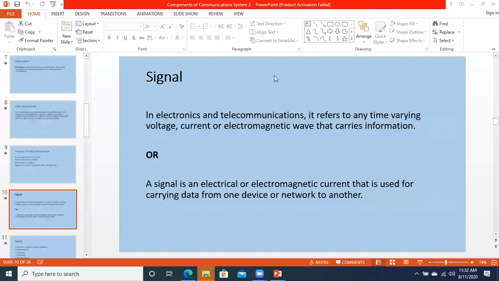Data communication means transfer of data, exchange of data. Yes, this is the simple answer: transmission of data, exchange of data from one device to another device. This is called data communication. Good.